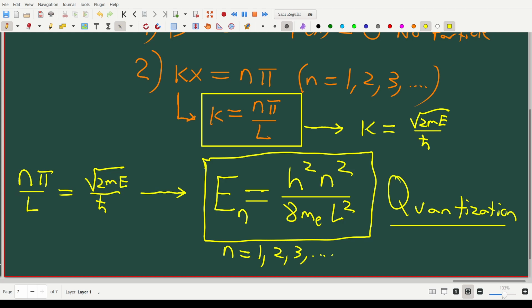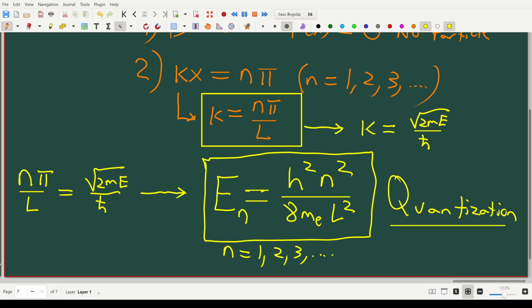You have n equals 1, that's kind of like your fundamental harmonic, or your fundamental note. And then you have harmonics above that, and they go as n squared. You have the fundamental, which is this value, and the first harmonic would be 4 times that value, and the second harmonic, or the third harmonic, however you want to look at it, 9 times that value.